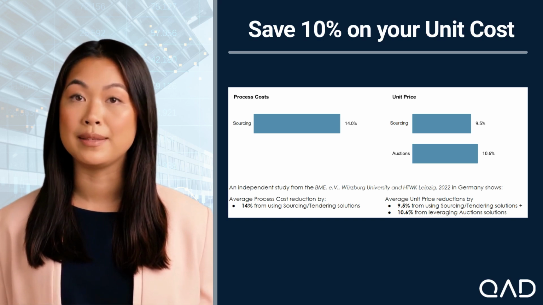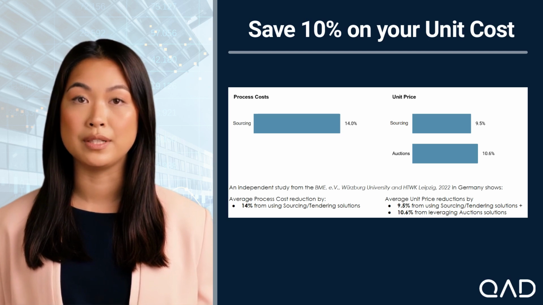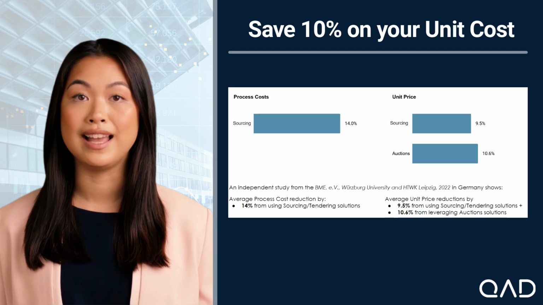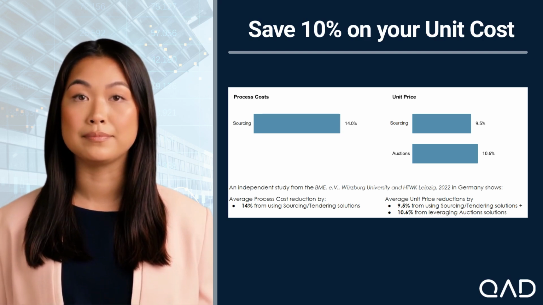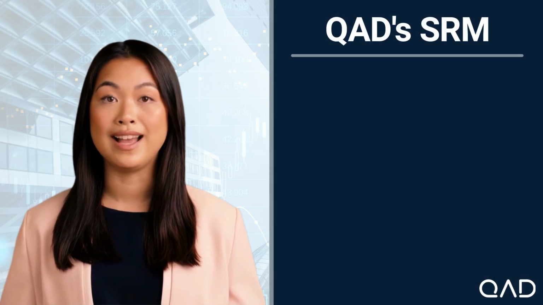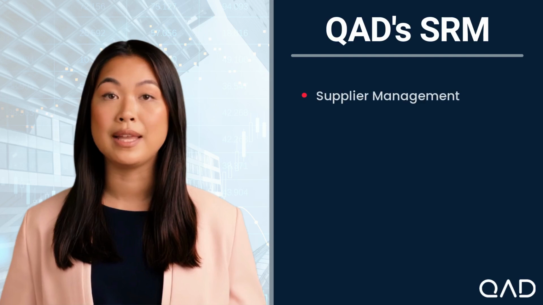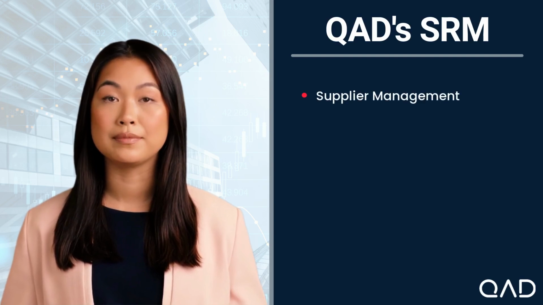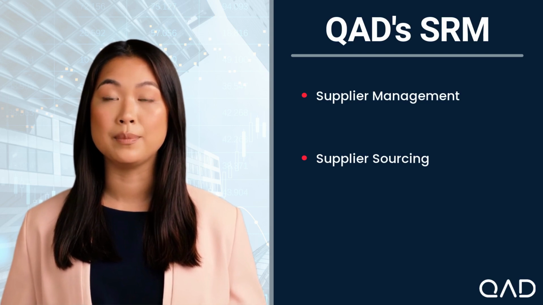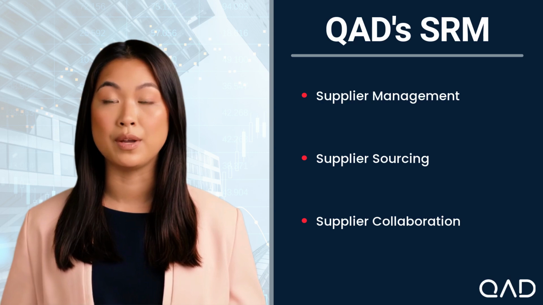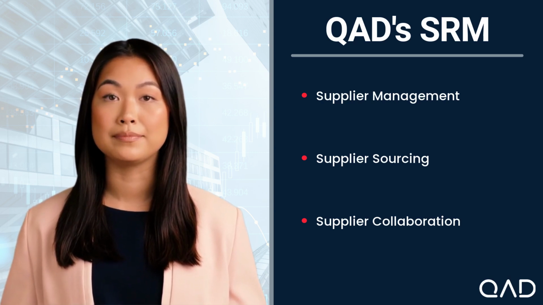With this level of savings, SRM has become notorious for its rapid return on investment, and that's why it's so popular with many of the world's leading manufacturers. QAD's SRM consists of 3 modules. These are supplier management for reducing your risk, supplier sourcing for driving down your unit and process cost, and supplier collaboration for ensuring compliance throughout your supply chain. Let's start with supplier management.